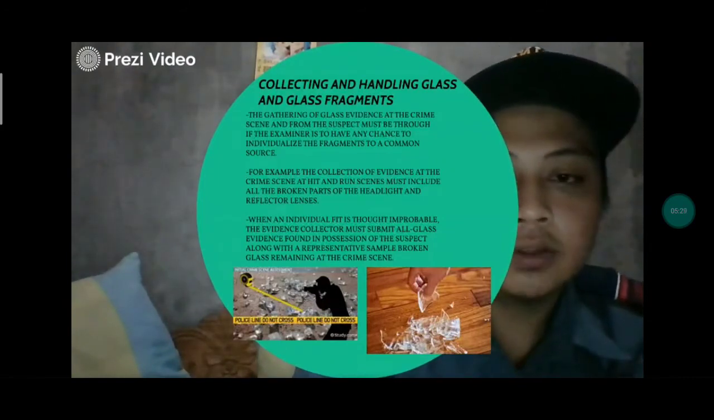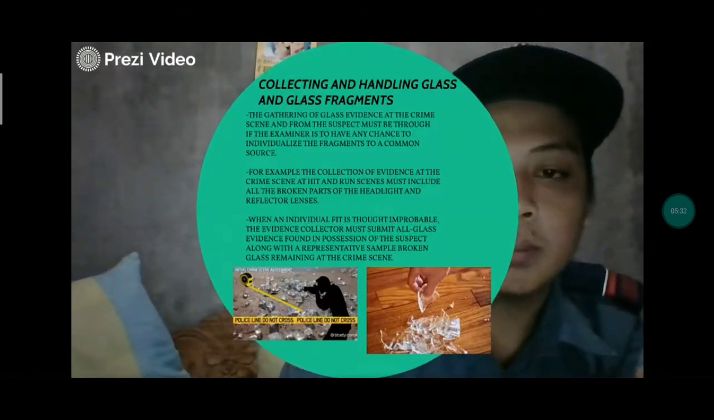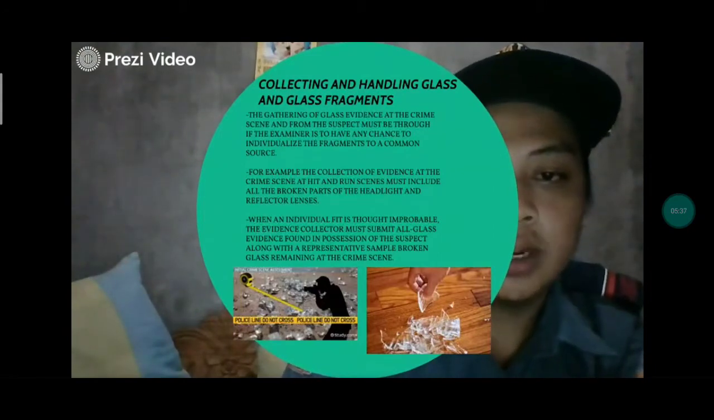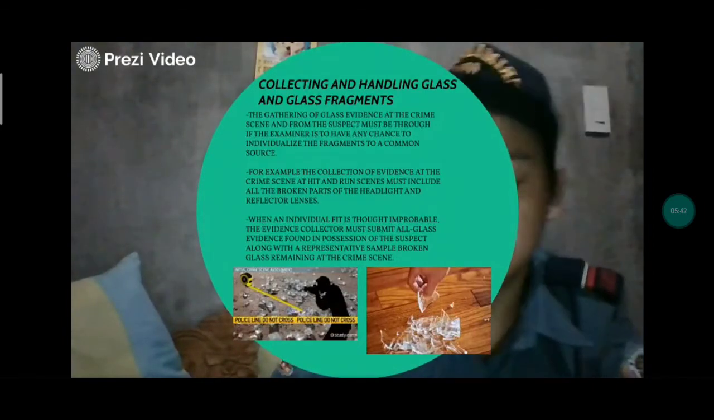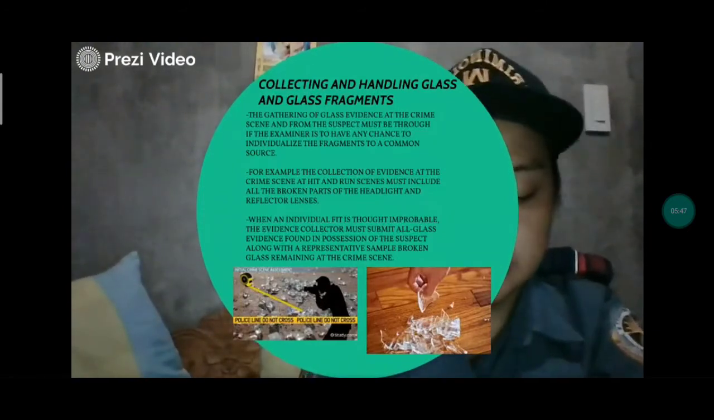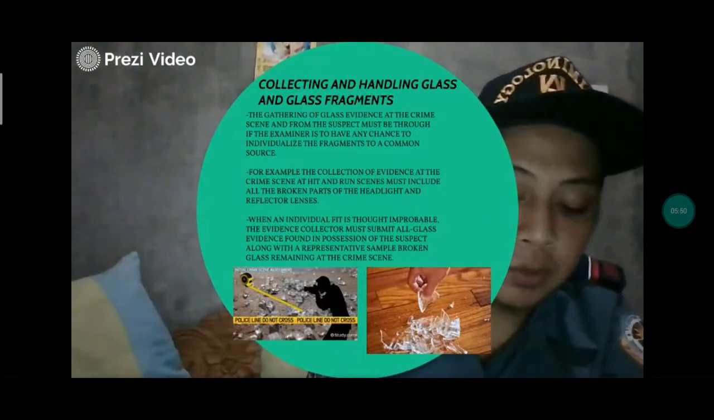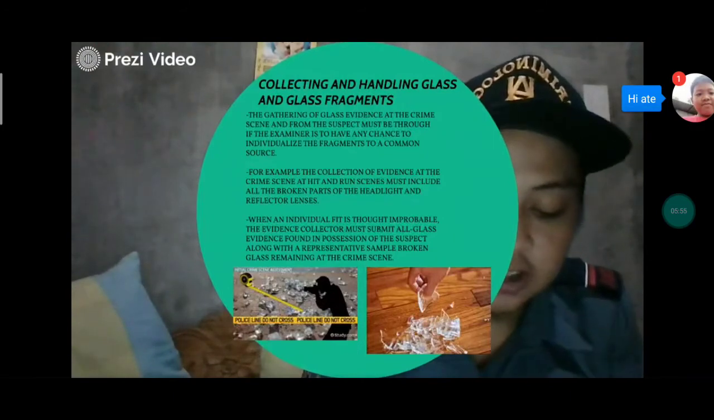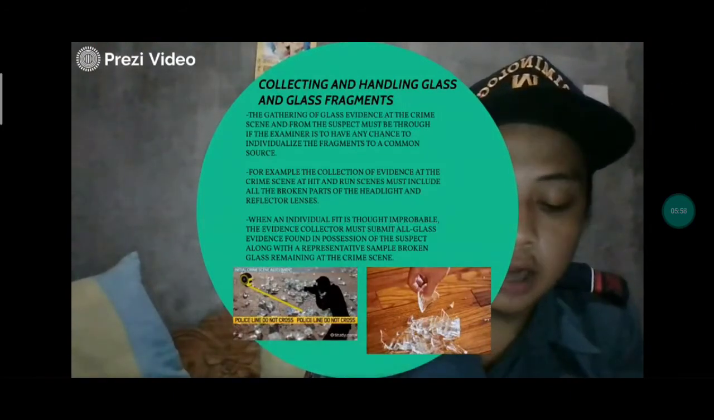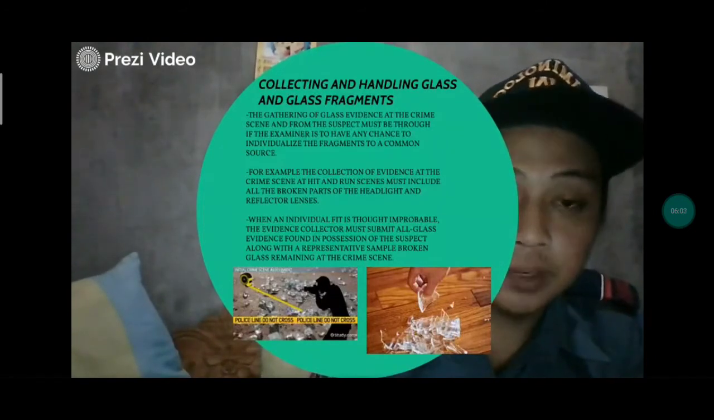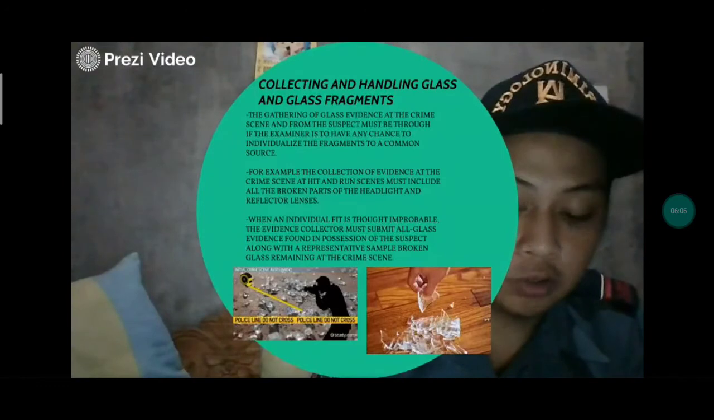When an individual fit is thought improbable, the evidence collector must submit all glass evidence found in possession of the suspect, along with a representative sample of broken glass remaining at the crime scene. The glass fragments should be packed in a solid container to avoid further breakage. If the suspect's shoes or clothes are to be examined for the presence of glass fragments, they should be individually wrapped in paper and transmitted to the laboratory.